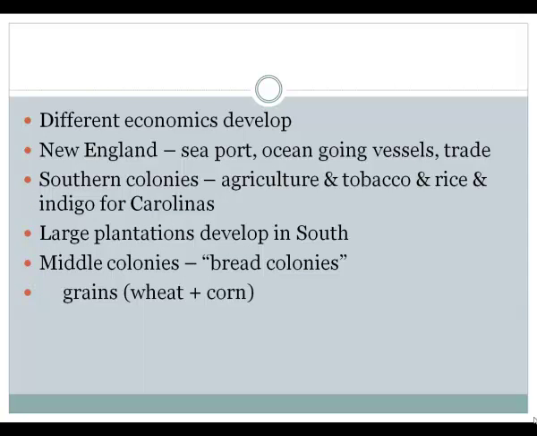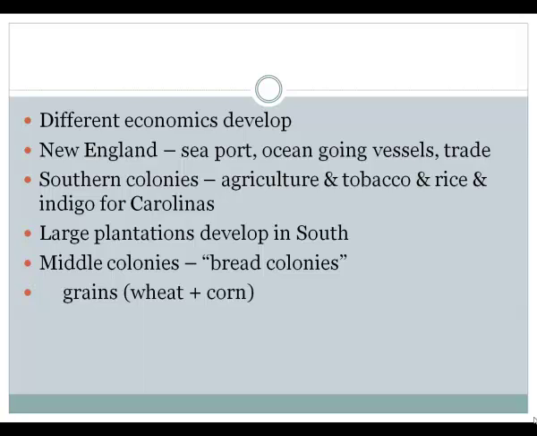But the different areas are going to develop, of course, different economies. For instance, in New England, you've got a seaport, and you've got ocean-going vessels and trade, and you build ships. The southern colonies are depending mostly on agriculture and tobacco and rice, and of course, indigo for our Carolinas. You get the large plantations developing in the south.